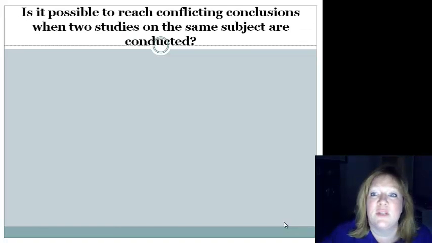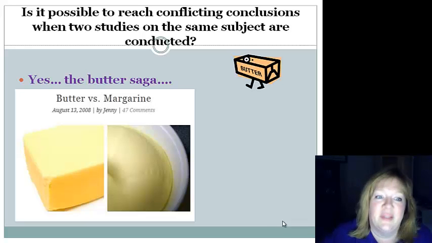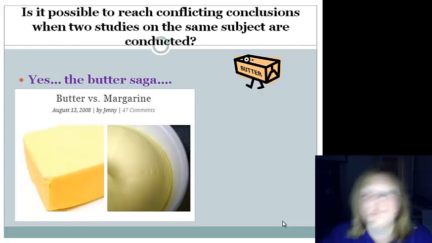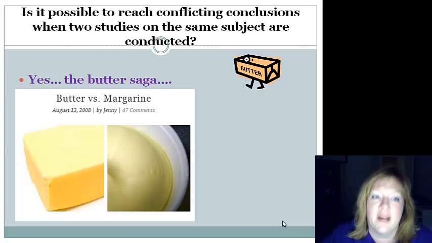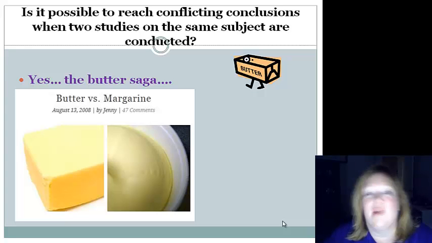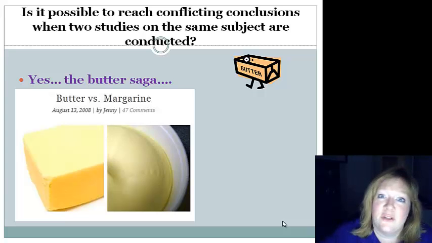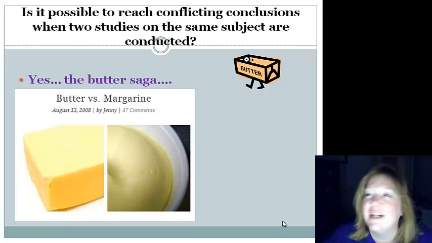Okay, is it possible to reach conflicting conclusions when two studies of the same subjects are conducted? Of course. The butter saga. They're always telling you, this is good for you. No, this is bad for you. No, this is good for you. No, this is bad for you. I can go on and on and on. First, it was coffee. Coffee's bad for you. Oh, no, it's good for you. It's got antioxidants. Oh, no, it's bad for you. It's got caffeine, which constricts your blood vessels. It goes on and on and on.